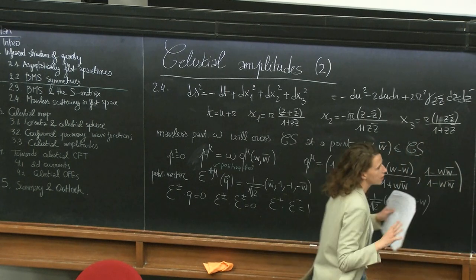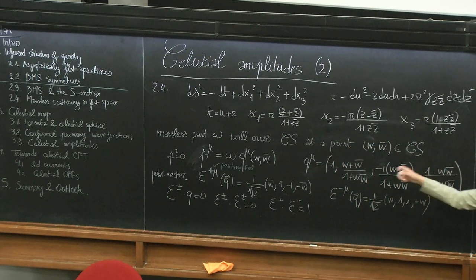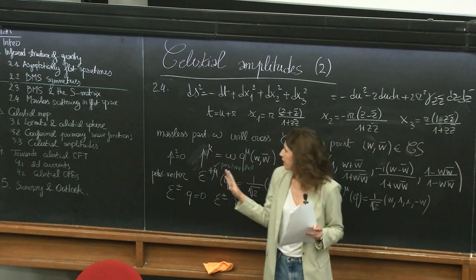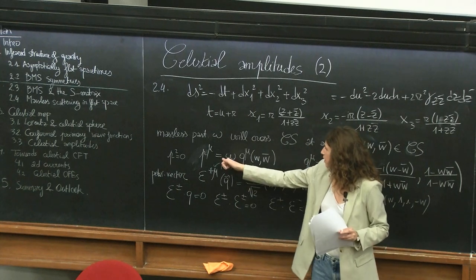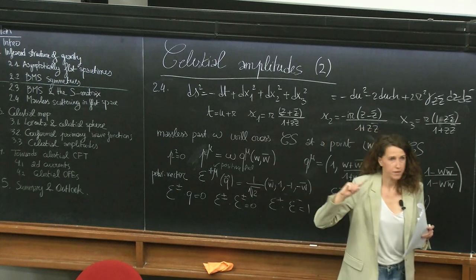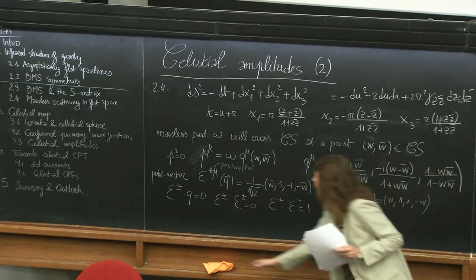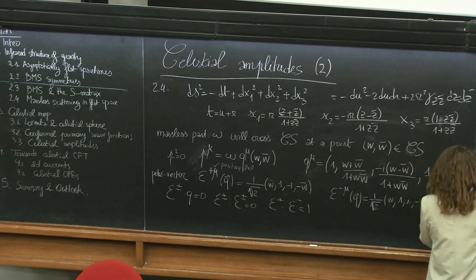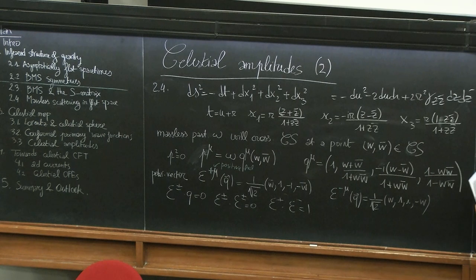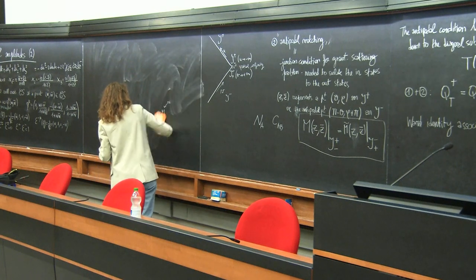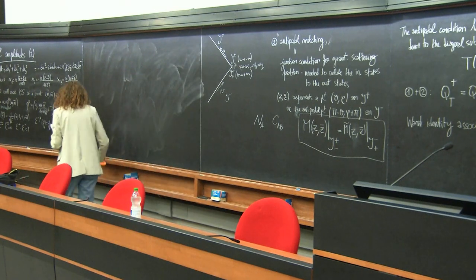What is important is that we have massless particles. They have on-shell momenta. And instead of writing p mu, I can write everything in terms of three numbers: omega, the energy, and a point, w and w bar, at which the particle will cross the celestial sphere. This is the very natural thing to do.